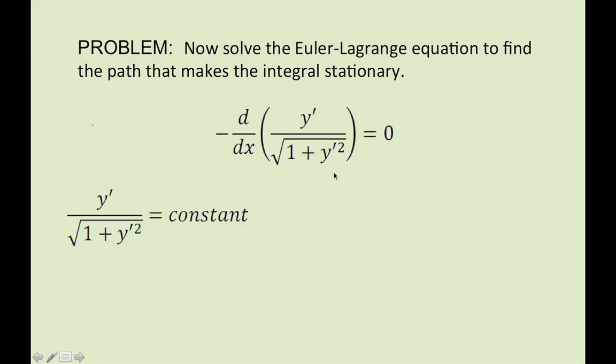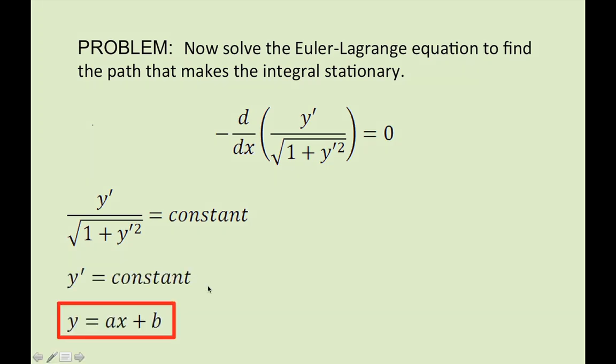To solve this problem, we first note that there is no x in this expression. That means that we can take this expression and set it equal to a constant. If we rearrange, we find that y prime is constant, and therefore y is equal to ax plus b, where both a and b are constants. This is just the equation for a line. Thus, the curve with the shortest distance between 2 points is a straight line.